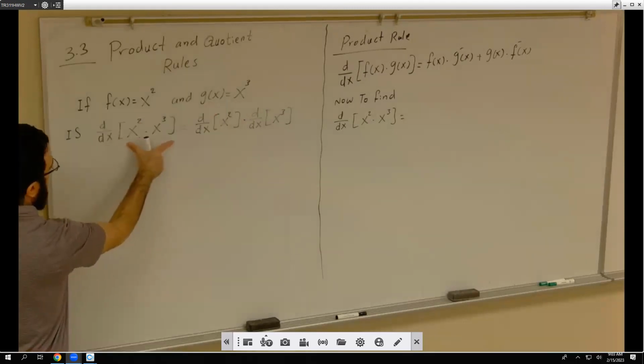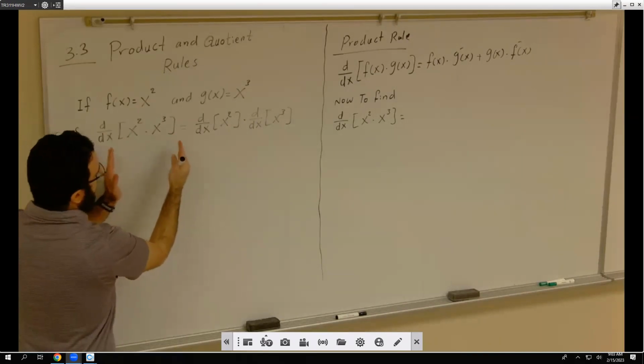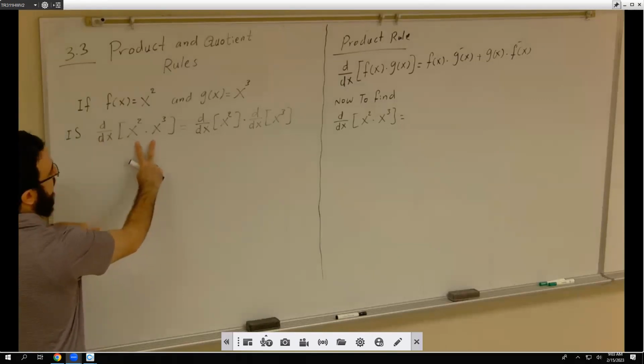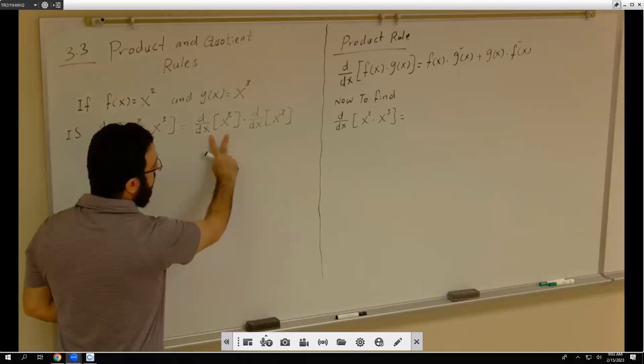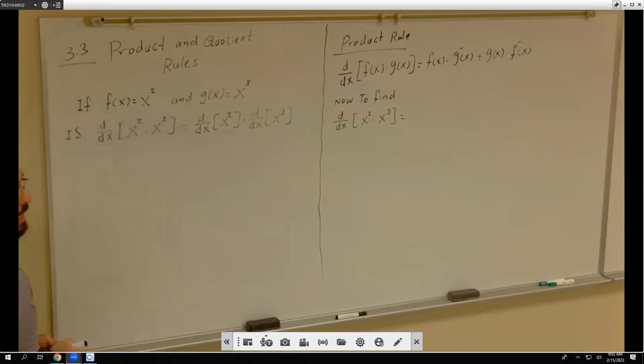Now they ask you, is this side equal to that? That means if I find the product of these two functions and then find the derivative, is it going to be the same thing as if I find the derivative for the first function times the derivative for the second one? It's going to be the same result from both sides. Let's check that.